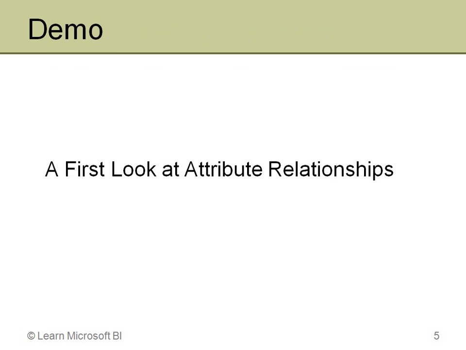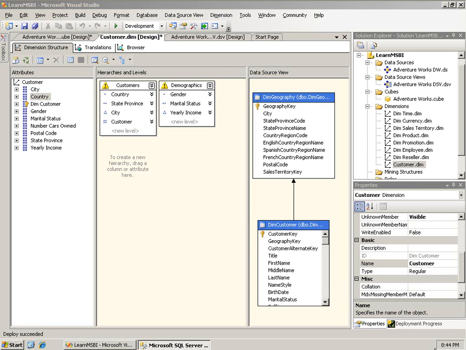So, with that, let's jump into first look at attribute relationships. I'll start in 2005, but then I'll go into 2008 and show it to you in both environments. Here I am in Analysis Services, or BI Dev Studio 2005, and this is pretty much where I left off in the last video, but for those of you who haven't seen it, just couldn't wait and jumped right into attribute relationships, I have a very simple customer dimension.